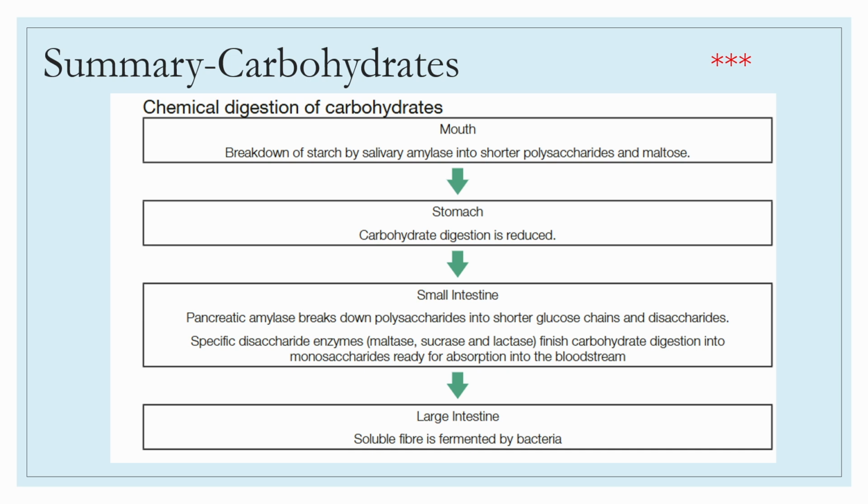Once it passes back into the small intestine, this is our largest site of carbohydrate digestion, where polysaccharides or even disaccharides are broken down into individual monosaccharides through lactase, sucrase, and maltase. And then we have our large intestine, where soluble fibers are further fermented by bacteria.